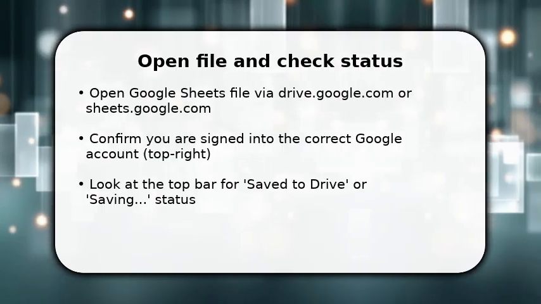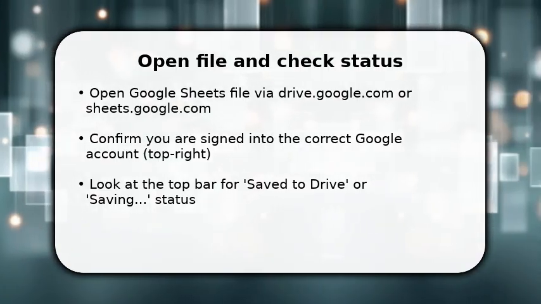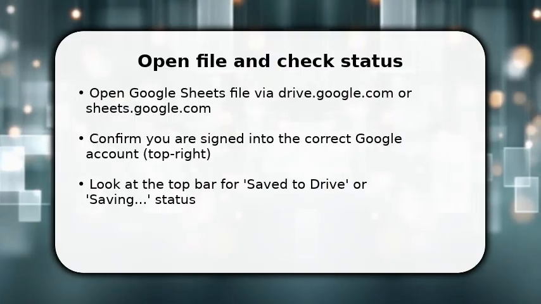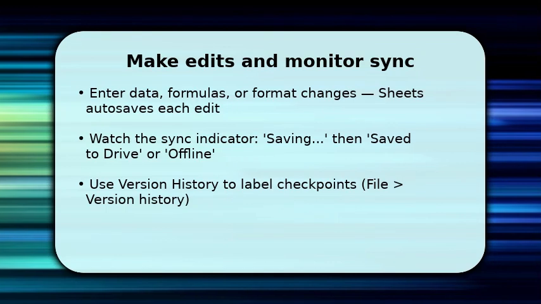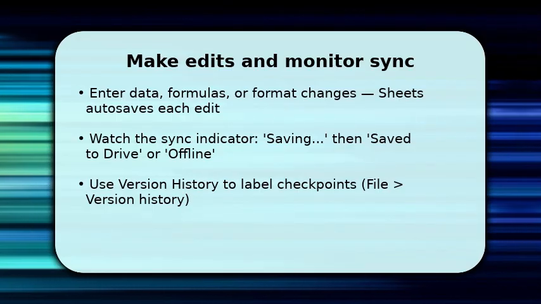Make sure your internet is connected. Without it, Google queues changes locally until it reconnects and then syncs automatically. You now make your edits. Type, paste, adjust formulas, and format cells. Google Sheets autosaves almost instantly, so you don't press a save button.